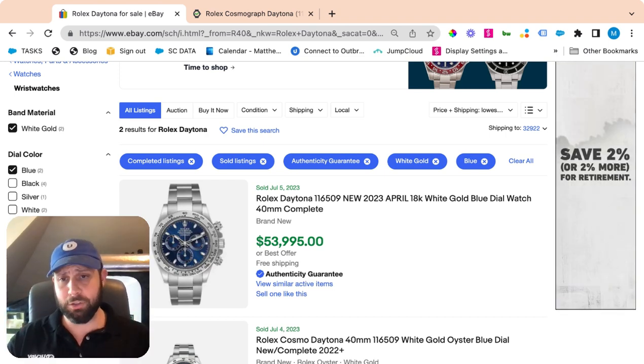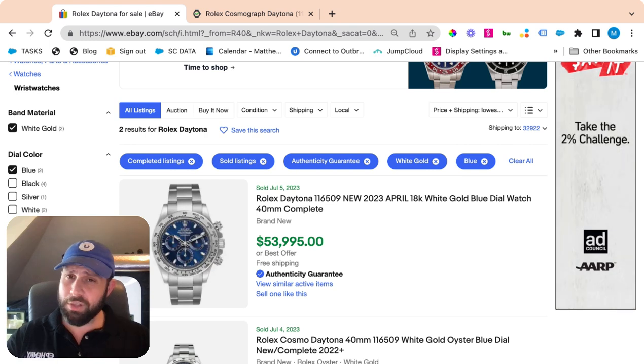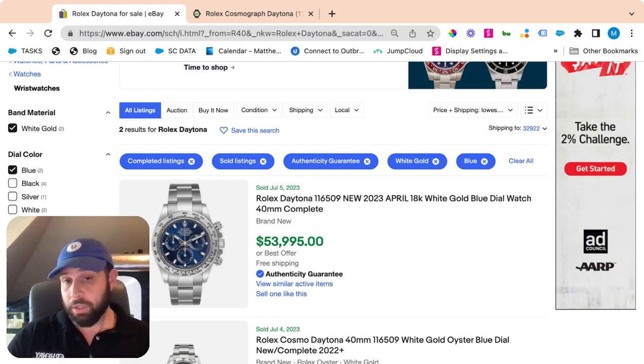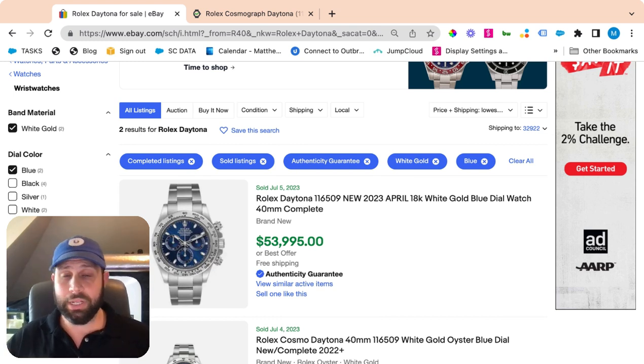So don't let anybody tell you just buy what you like. Buy what you like, but also what's right for your personal situation. And use tools like eBay or WatchQuant if you wish to help you do so in an efficient manner.